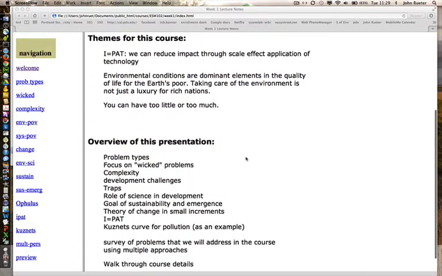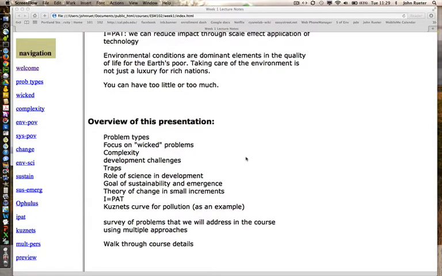So today I'm going to talk about a few things, and not necessarily in this order. I'm going to introduce the idea of problem types, and this is the major sort of cognitive tool for this lecture, as it were. That is how we can use these problem types to identify the dimensions of different problems. One of those types of problems is a wicked problem.